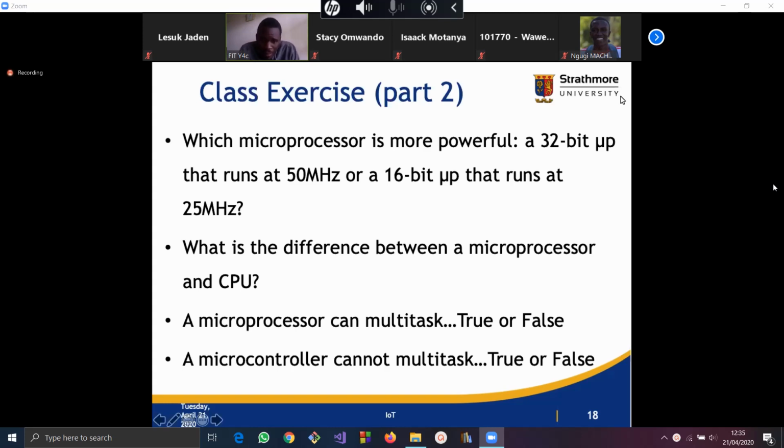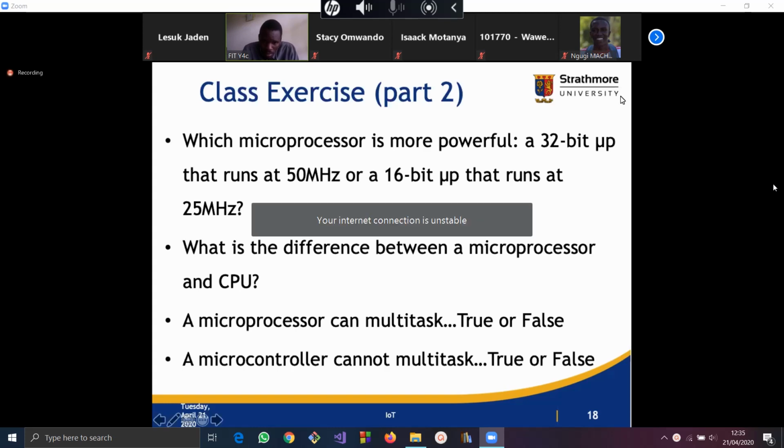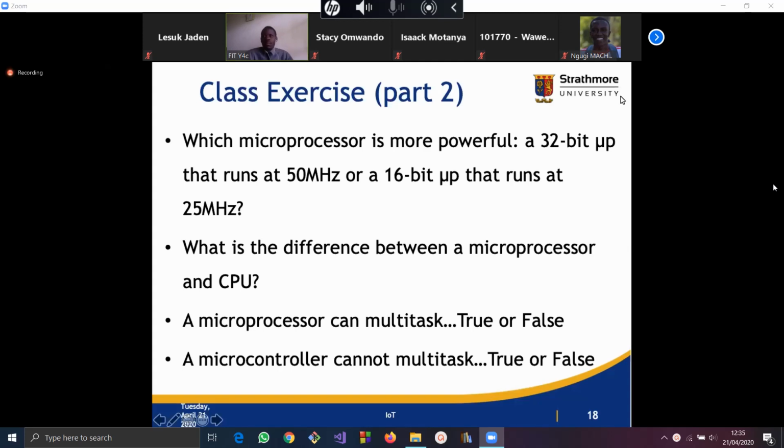Then lastly, a microcontroller cannot multitask. True or false? Anyone with an answer or wants to try?